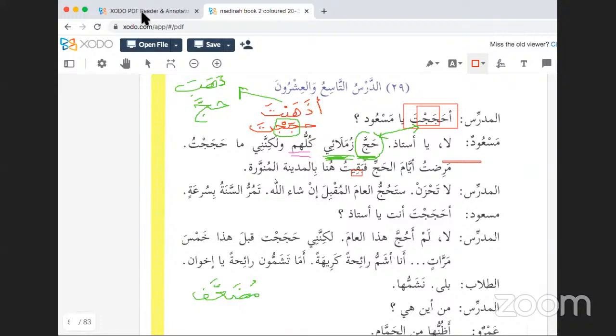Afwan. Kulluhum. Now, kulluhum is a word which is used to show emphasis in the Arabic language. And it comes into the category of a tawabi', something you will learn in book 3, inshallah. A tawabi' are those words that follow a word and imitate the pattern.